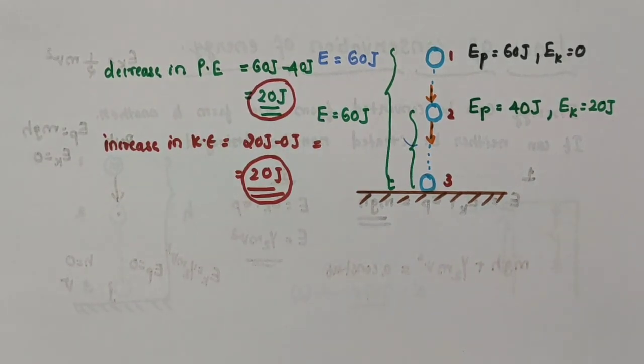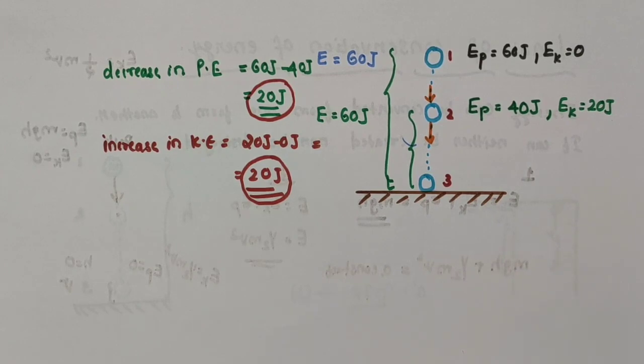So in this video, we have discussed the law of conservation of energy. That is, according to the law of conservation of energy, energy can neither be created nor be destroyed. It can only be converted from one form to another form. I hope you understood this. Thank you.